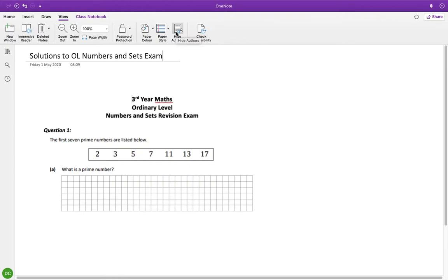So, solutions to the ordinary level exam. The first 7 prime numbers are listed below. What is a prime number?